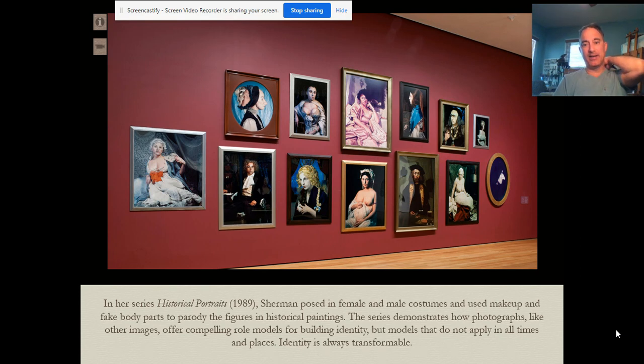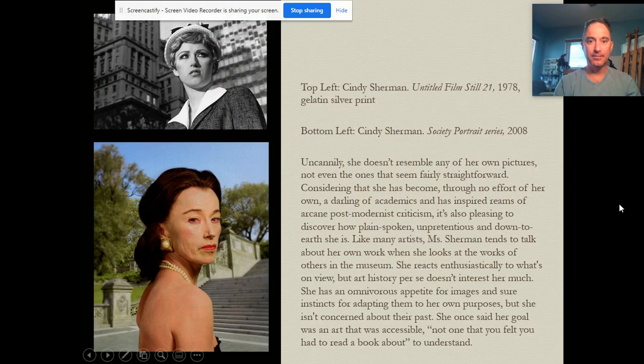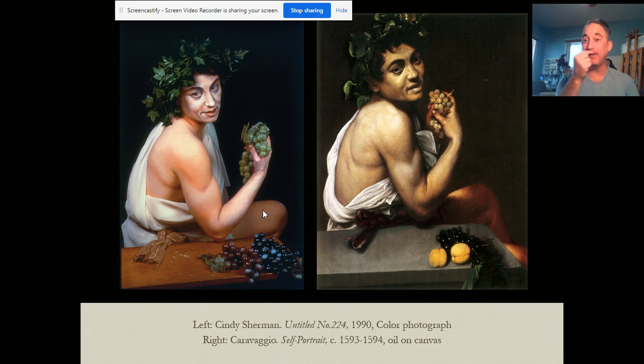She wanted to build this idea of identity, identity that's always transformable. And again, the only thing that's constant is, of course, herself as the model. She doesn't look anything like her pictures, as we see from the Untitled Film Still series and her Societal Portrait series. She is transforming herself to react and create this image of how society views identity.